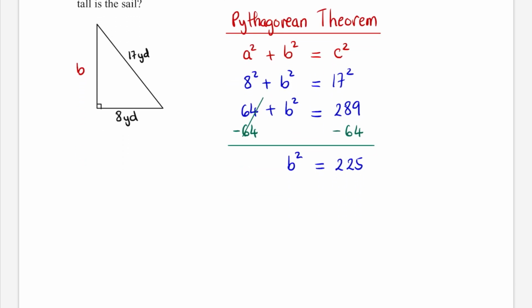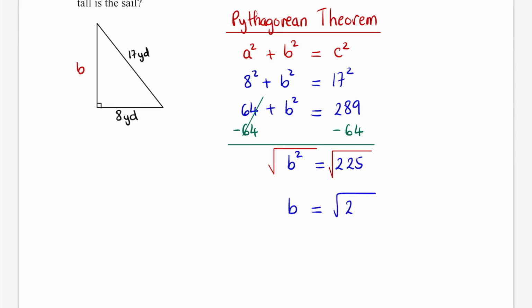I want B. I don't want B squared. So I need to get rid of the square. I will have to take the square root on both sides. The square root will cancel out the square. I have B equals square root of 225. And taking the square root of 225, that is 15. And that is 15 yards. So the sail is 15 yards tall.